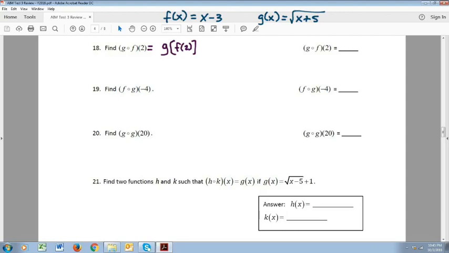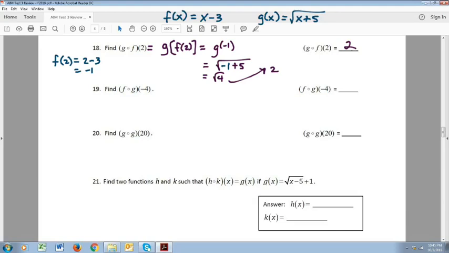Now we're working inside. We know how to find f of 2. We're going to plug 2 into the f function. That's 2 minus 3, which is negative 1. So f of 2 is just negative 1. So g of f of 2 is g of negative 1. We're just replacing f of 2 with what it's equal to. So now we have to find g of negative 1. So we'll use the g function and plug in negative 1. Square root of negative 1 plus 5 is the square root of 4, which is 2.